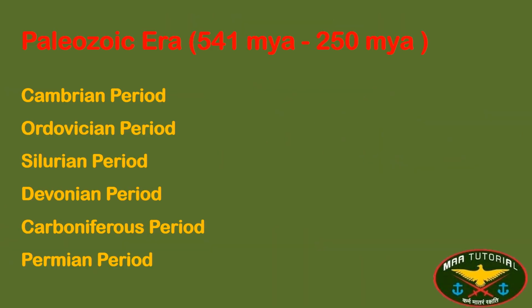The Paleozoic era is divided into parts: the Cambrian period, the Ordovician period, the Silurian period, the Devonian period, the Carboniferous period, and the Permian period. In the Carboniferous period, the formation of coal took place.